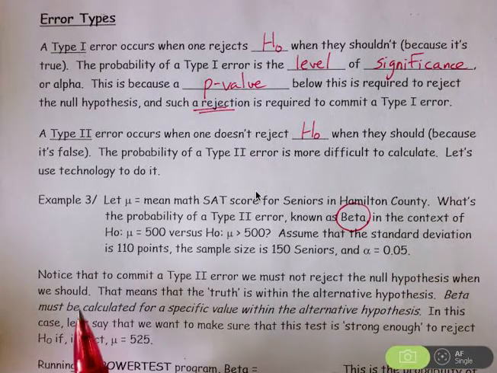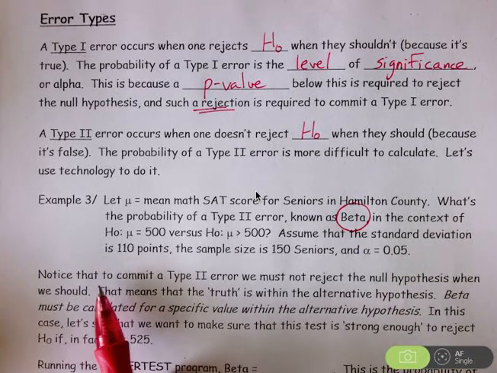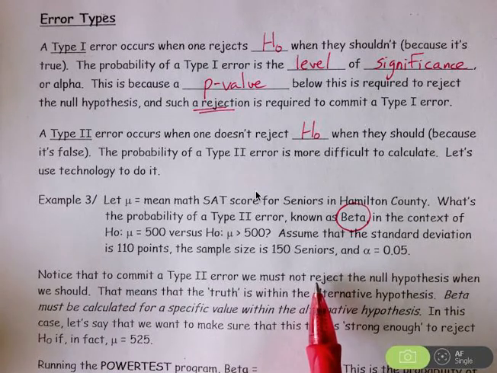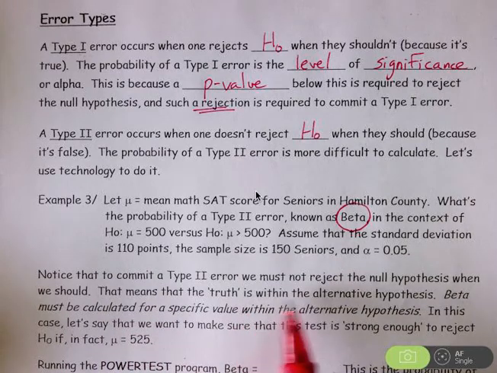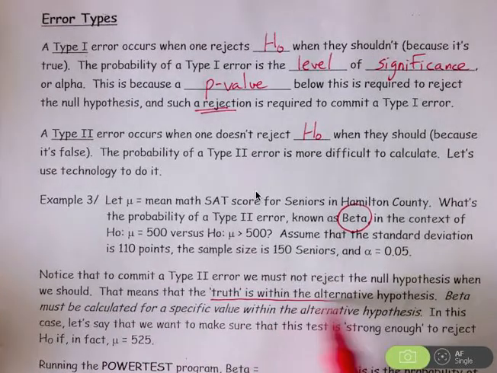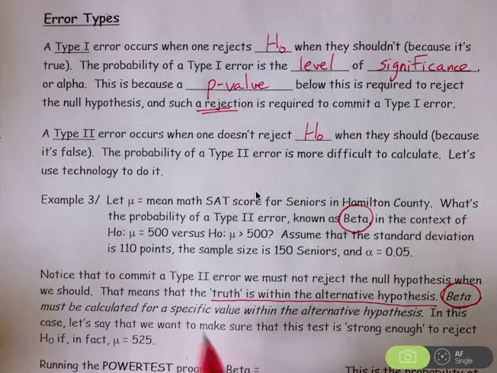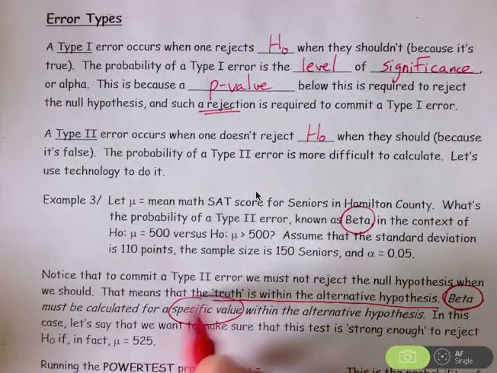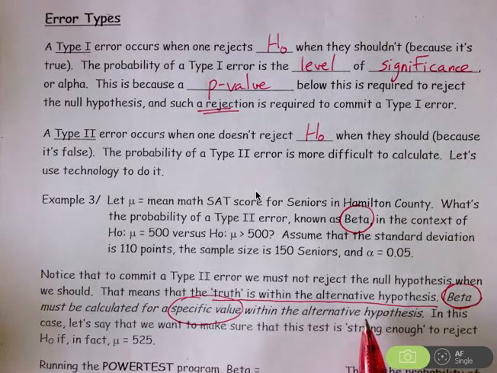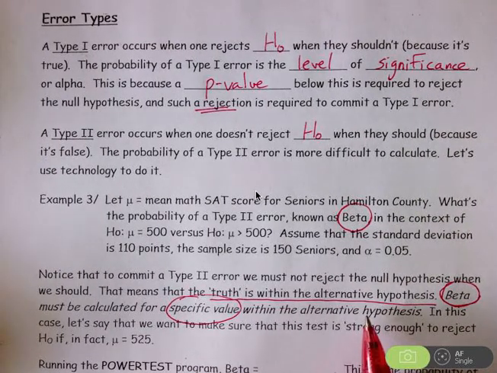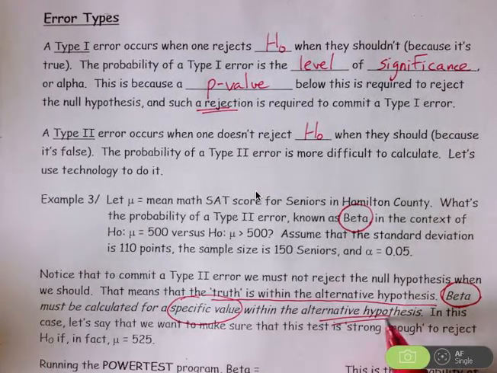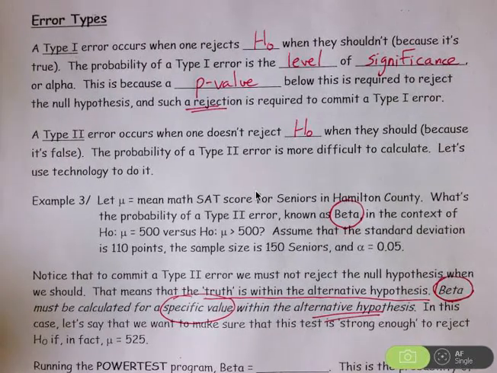So something to think about. Notice that to commit a type 2 error, we should not reject the null hypothesis when in fact we're supposed to. This means that the truth is within the alternative hypothesis. So something really important, beta, that's the probability of a type 2 error, has to be calculated for a specific value within the alternative hypothesis, because if we should be rejecting the null hypothesis but we didn't, that means the truth is actually within the alternative hypothesis. So we have to have an idea of where the truth is.